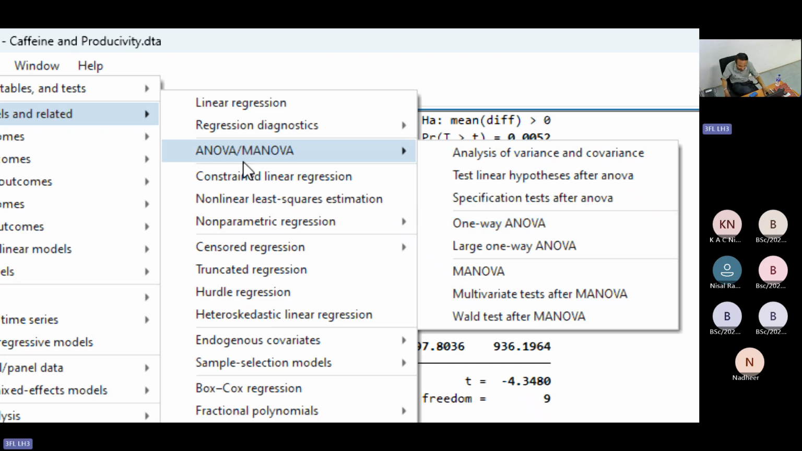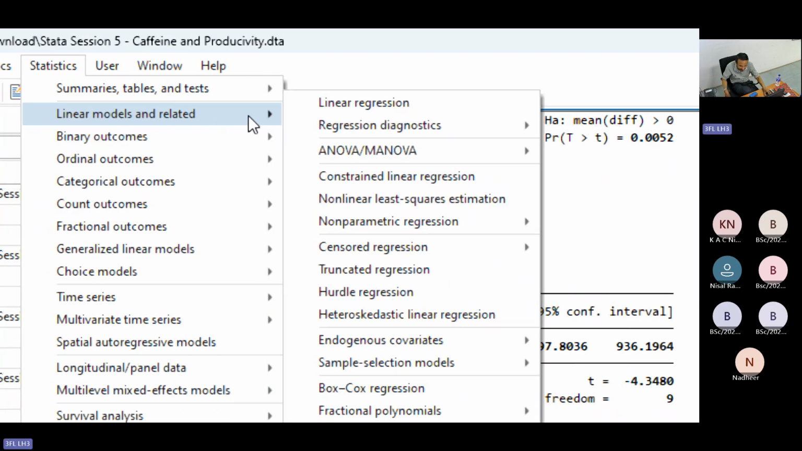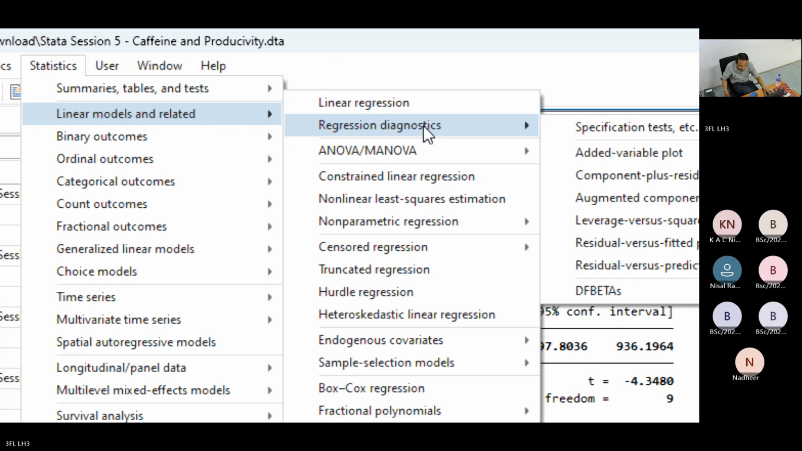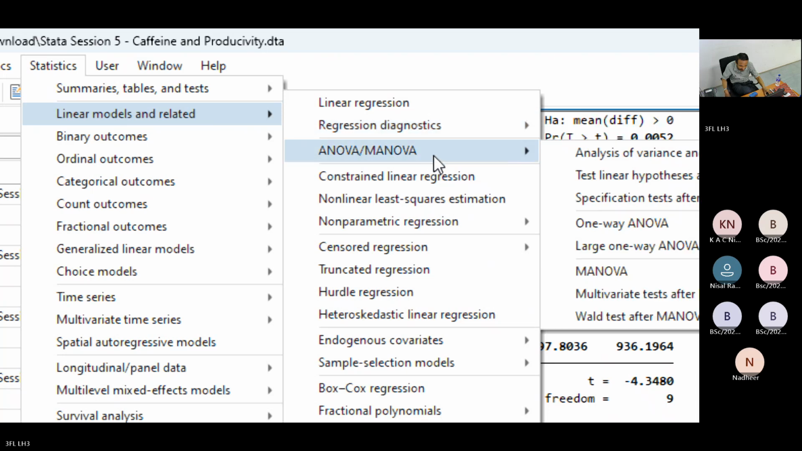Okay, let me show you. Statistics, linear models and related, ANOVA, MANOVA. That is one way. So we select one way.